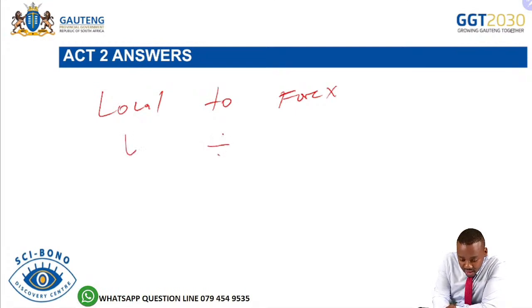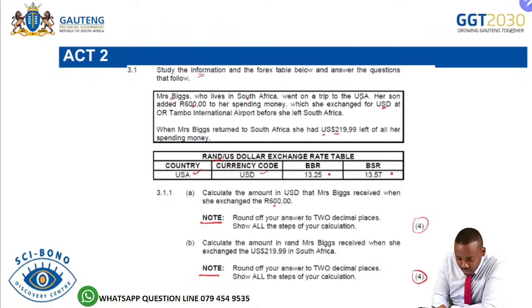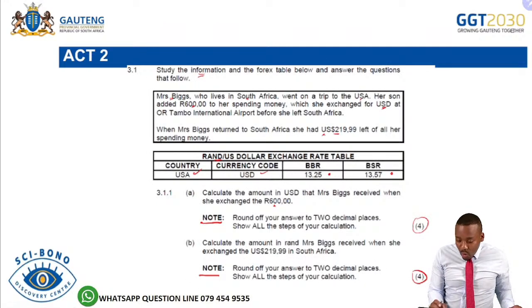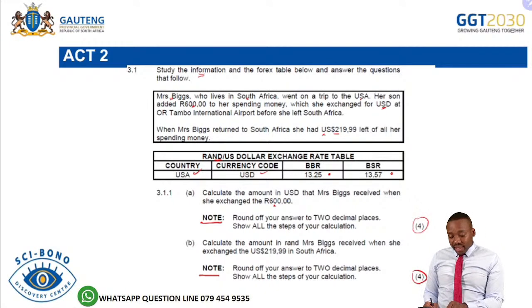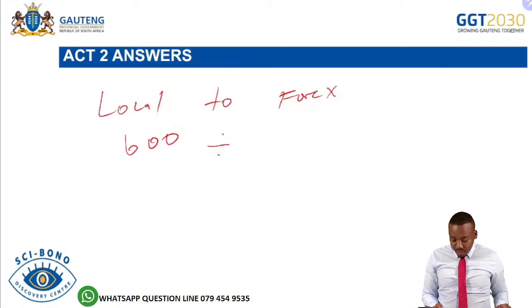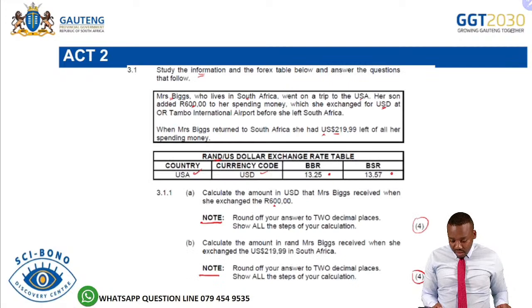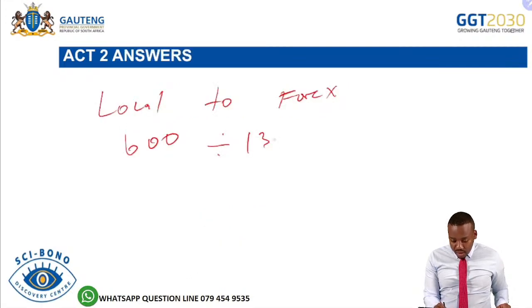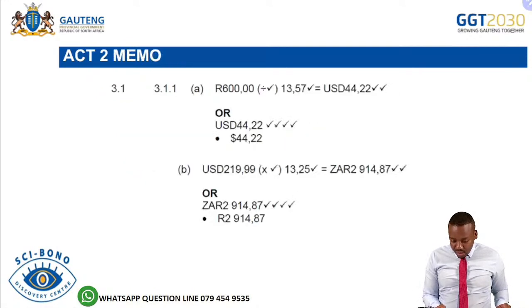So we will say 600. Let me go back to my exchange rate. But now, which exchange rate? We need to check the BBR, because now this person has what? They need to buy what? The dollars. So the bank is buying what? The rands from him and giving him what? The US dollar. So you will say, okay, how much was it? 13,25. This one.